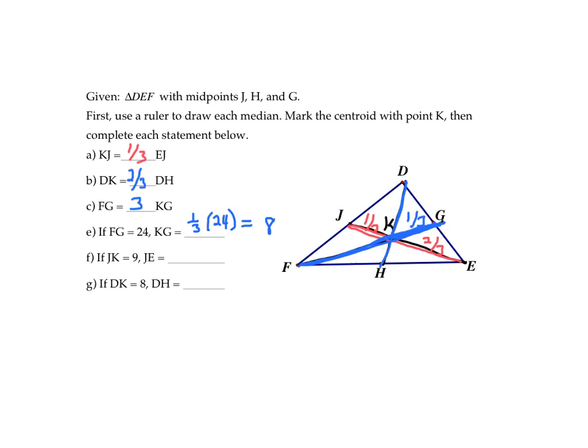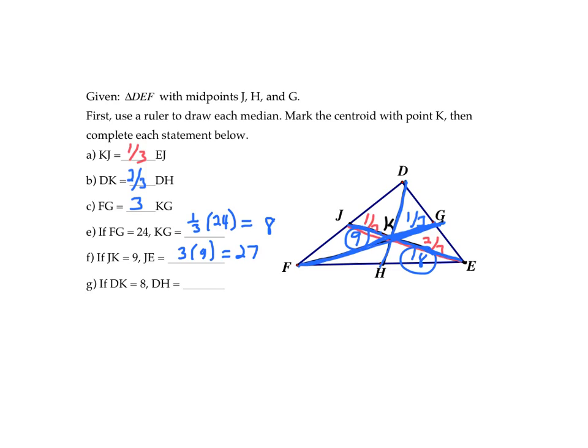For the next question, we're looking for the length of lines. We have line segment JK, and that's equal to 9. And we want to find the length of JE, this whole entire line segment. Well, if JK is 9, and that's 1/3 of the whole segment, you can take and multiply it by 3, and that will give us the length of line segment JE. 3 times 9 is 27. Another approach to this is to take JK and double it, and that's going to be KE. When I take 9 and double it, I get 18, and then add them together to find the whole length of line segment JE.